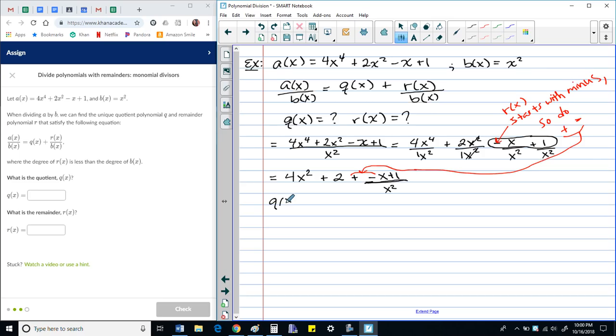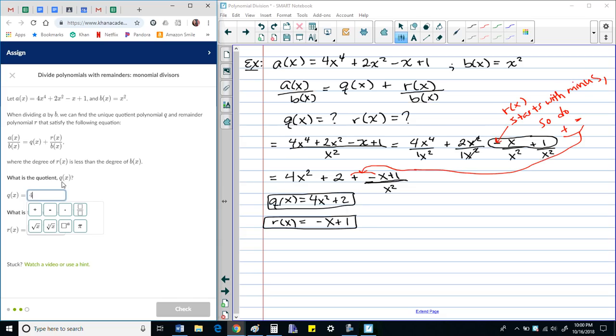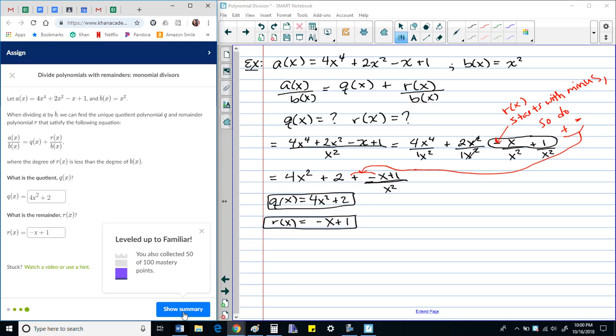Q of x equals 4x squared plus 2. And r of x equals negative x plus 1. All right.